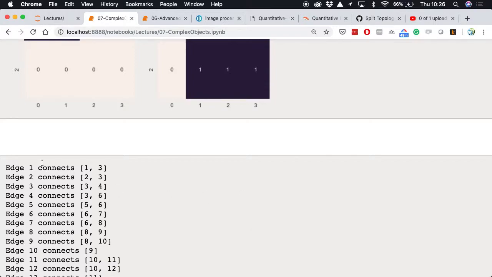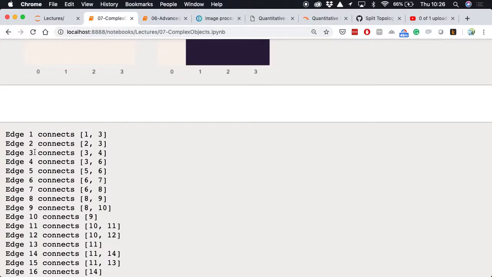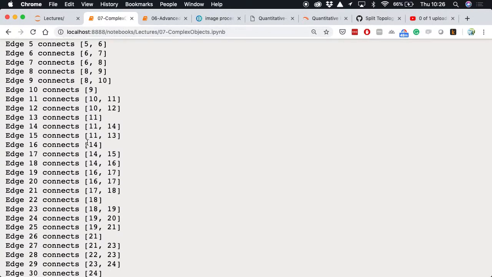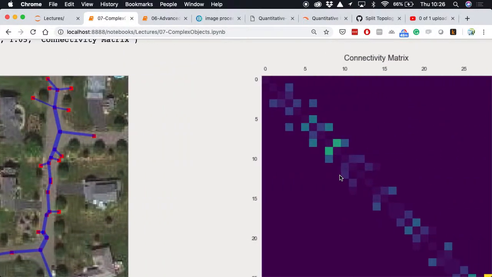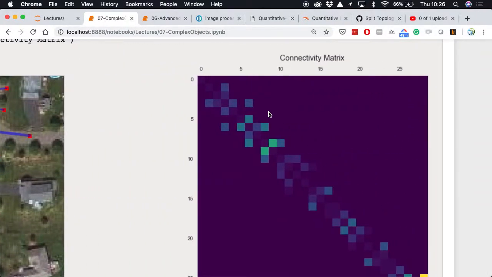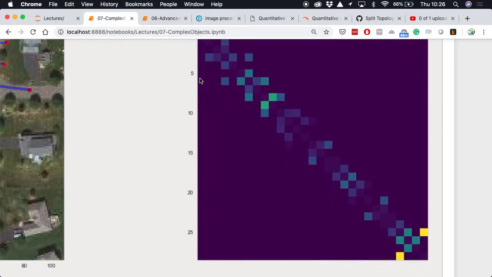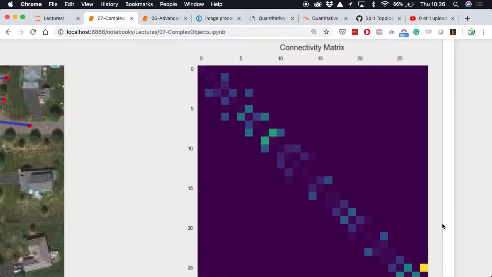And so we can do this quite easily and see that edge 1 connects 1 and 3, edge 2 connects 2 and 3, edge 3 connects 3 and 4, edge 4 connects 3 and 6, and that basically we can get this connectivity matrix where we have each node on here, and we can see which ones are connected together. And so the diagonal would be it connected with itself, which doesn't really mean anything for us. And so here we can now get this fairly simple common graph representation of what a network looks like by keeping track of which things are connected to each other.